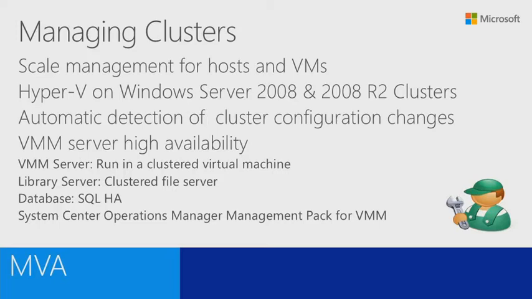So we have our automatic management. We can automatically detect configuration changes, and we can even make our VMM server highly available. And so what this means is you can actually install the VMM server role directly on a cluster node. So if that node crashes, that VMM server role, our VMM management server, can fail over between the different roles. Our library server, which is a file share, that can be clustered. Our database can be clustered using SQL high availability. And we can even get more performance using our System Center Operations Manager integration. So if any part of the cluster starts to become unhealthy, we can send an alert. We could go and fix that issue up front.